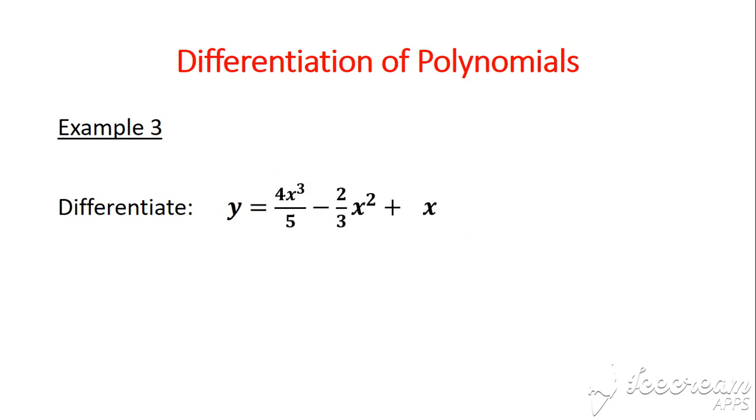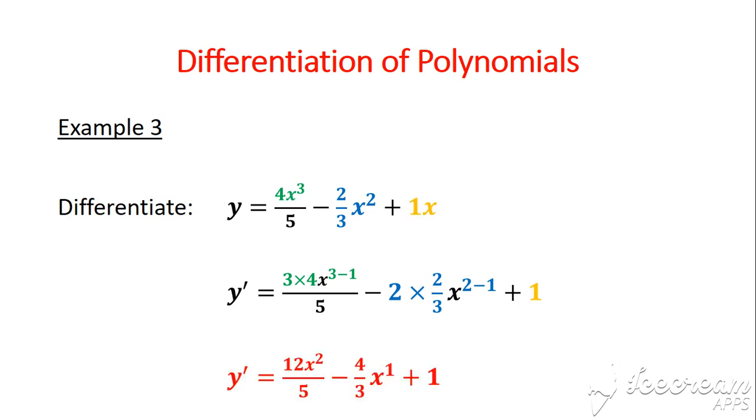Right, let's look at example 3. Differentiate y is equal to 4x cubed over 5 minus 2/3 x squared plus x. Well, we need to know that there's a 1x here. And let's differentiate the first term. The 3 comes out the front, times us by the 4, and we take 1 off the power. It's still all divided by 5. The next bit is 2/3. The 2 will come out the front and times by the 2/3, take 1 off the power, and the 1x will differentiate to just 1.